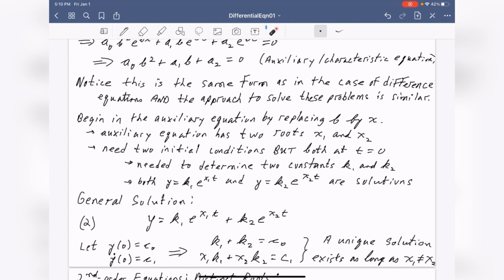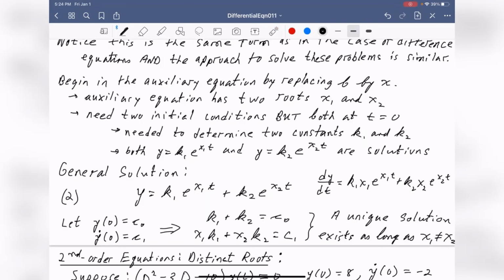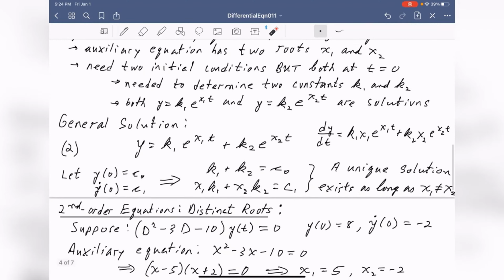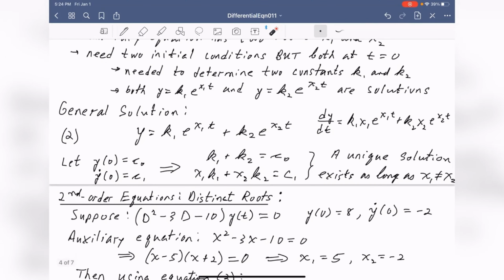So remember that x1 and x2 are determined from the auxiliary equation, and k1 and k2 are determined from the initial conditions. Both have that y is equal to k1 e to the x1t and y equals k2 e to the x2t. The general solution to the second order differential equation is given by equation 2: y equals k1 e to the x1t plus k2 e to the x2t.